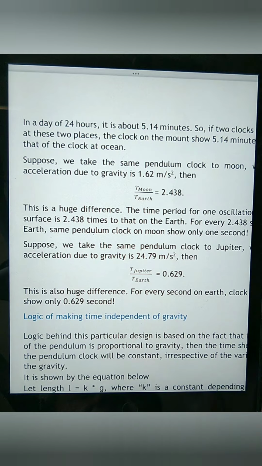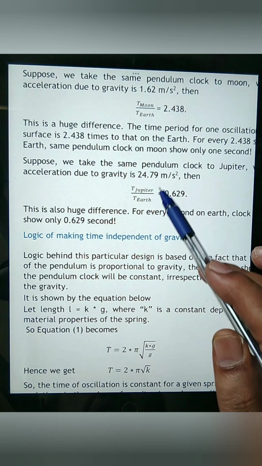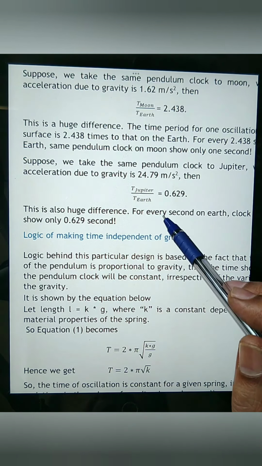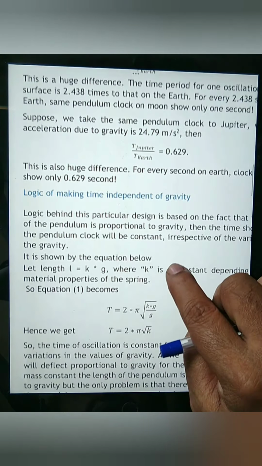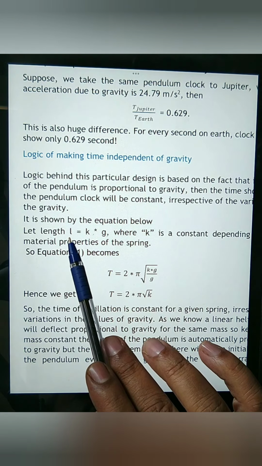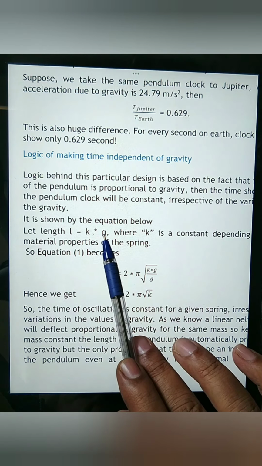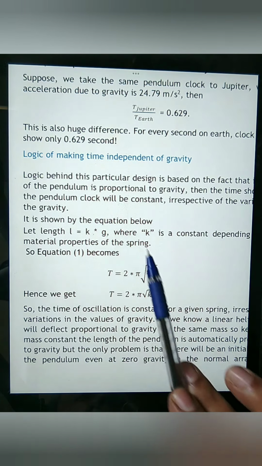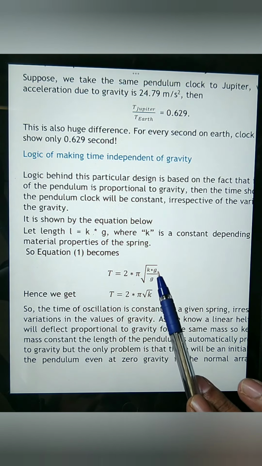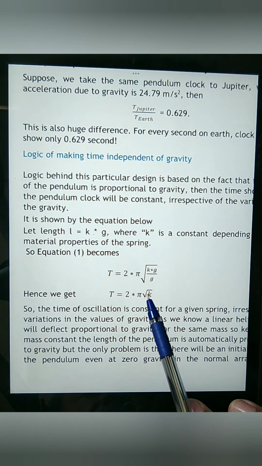Of course, now we want to make the clock independent of the variation in gravity. Even though it works because of gravity only, we will try to make it independent of gravity, and the logic is extremely simple. Suppose we can make the equivalent length L equal to some constant K times the gravity G. Then we have the equation T equals 2 pi root of K into G by G, where G and G cancel out, resulting in T equals 2 pi root K.